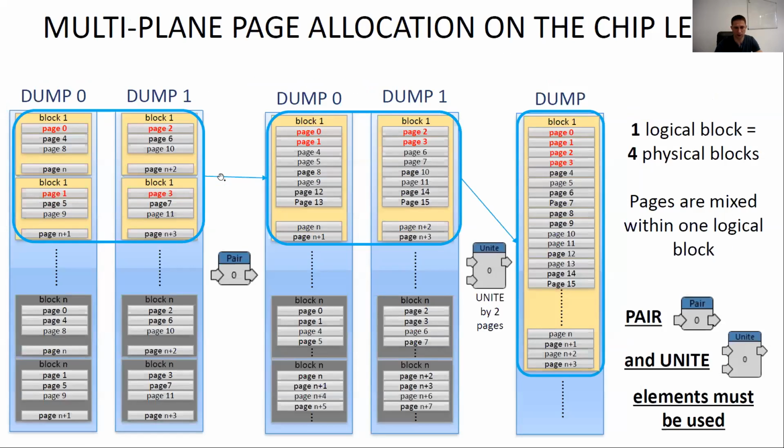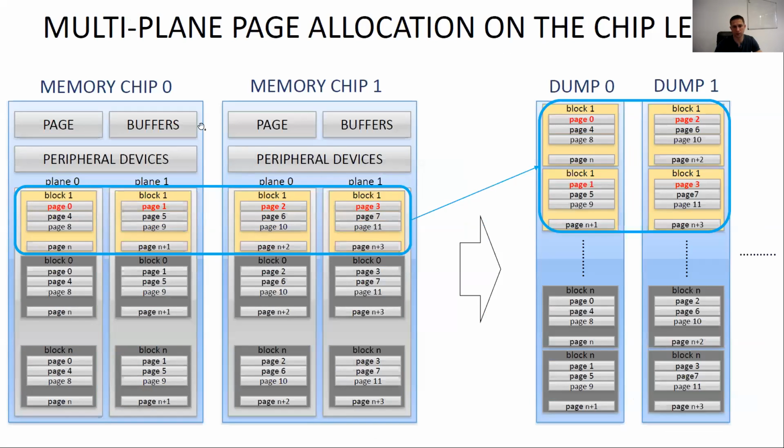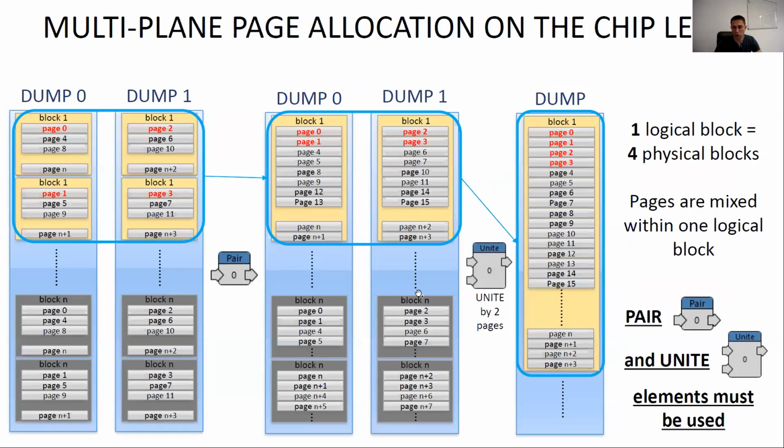In that case, you will have to use the pair element for dumps, and then when it comes to uniting these dumps, you will have to unite them by dumps actually. In the other case, you unite by pages. If data was written sequentially to these memory chips, you will have to unite by dumps. First you take this dump full, and then this dump full, the whole dump.